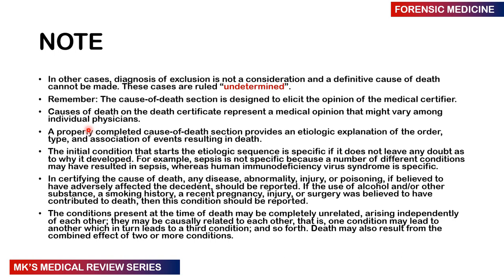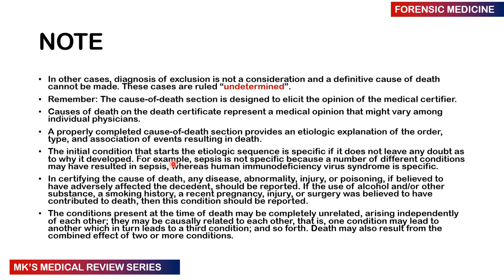And remember that the initial condition that starts the etiological sequence should be specific. If it doesn't leave any doubt as to why it developed, then you know you're on the right track. For example, sepsis is not specific because a number of conditions can result in sepsis. But if you say someone has HIV, human immunodeficiency virus syndrome, you already know this is specific. When you talk about sepsis, many things can cause it, so you have to be specific. Maybe you can state the actual organism, for example E. coli sepsis, which is much more specific.